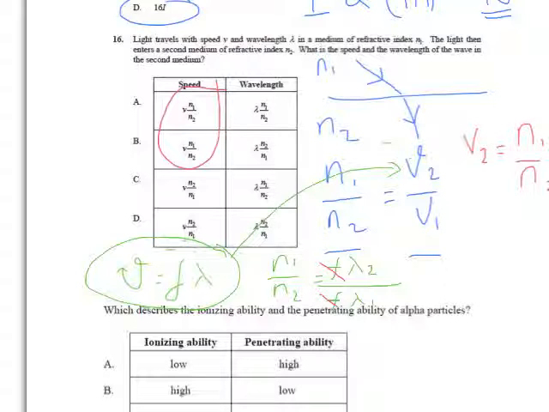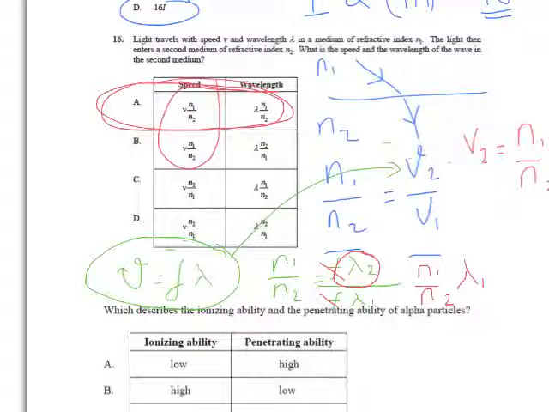So we can get rid of frequency, and if we rearrange to find our new wavelength, we end up with n1 over n2 times lambda 1, which is A. It's the only option available. So the answer is A.